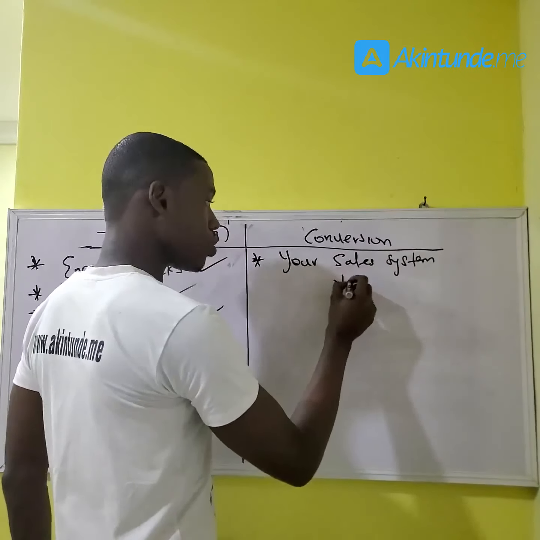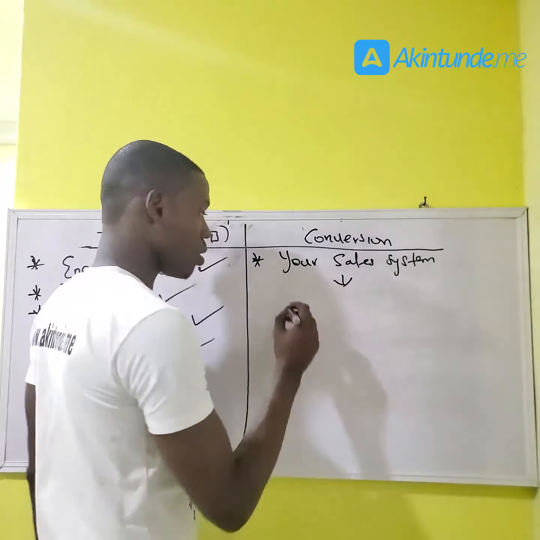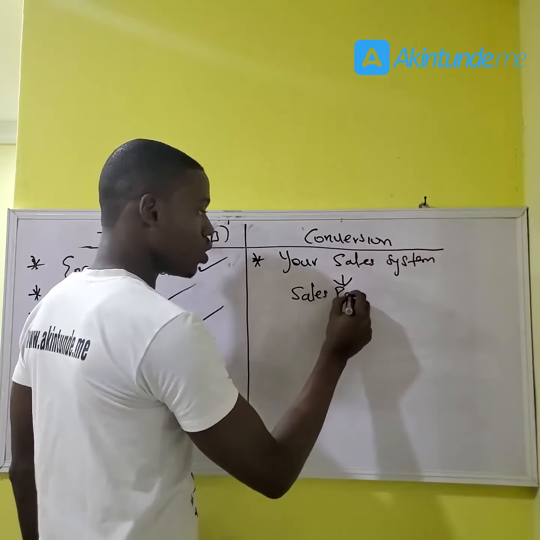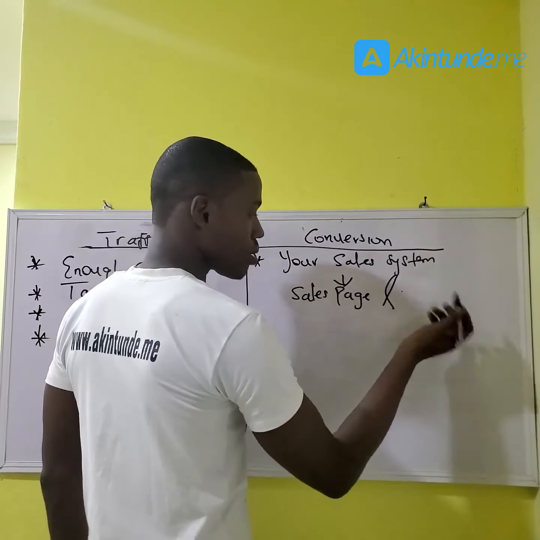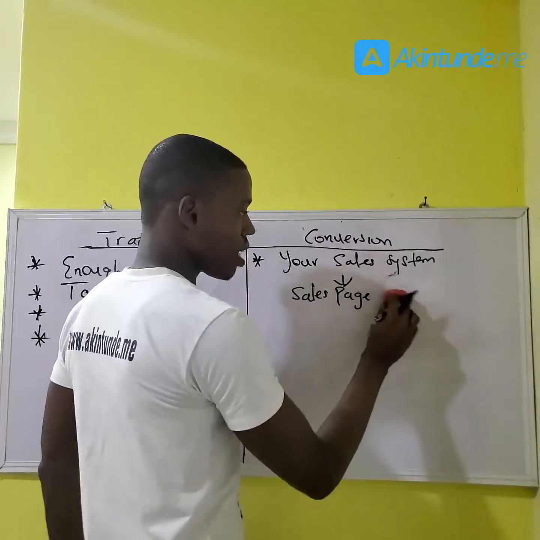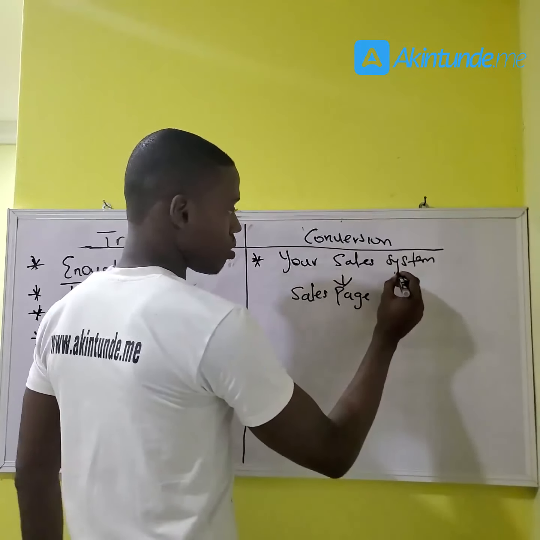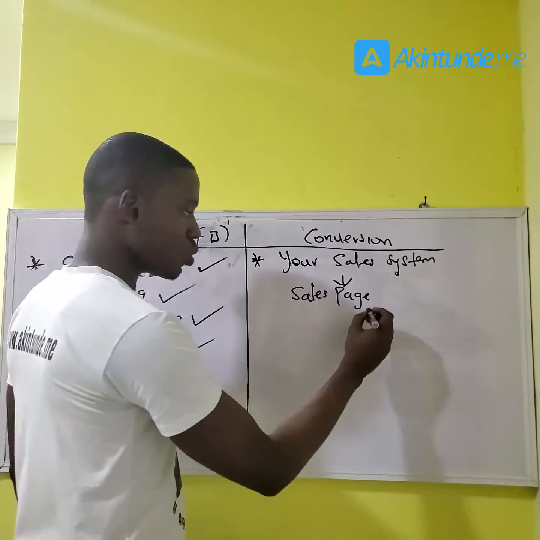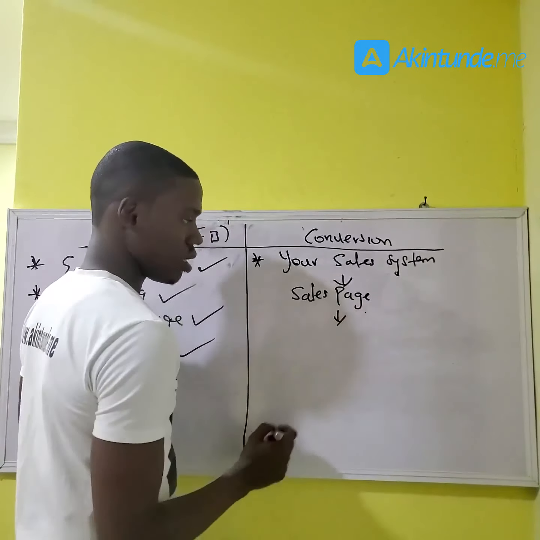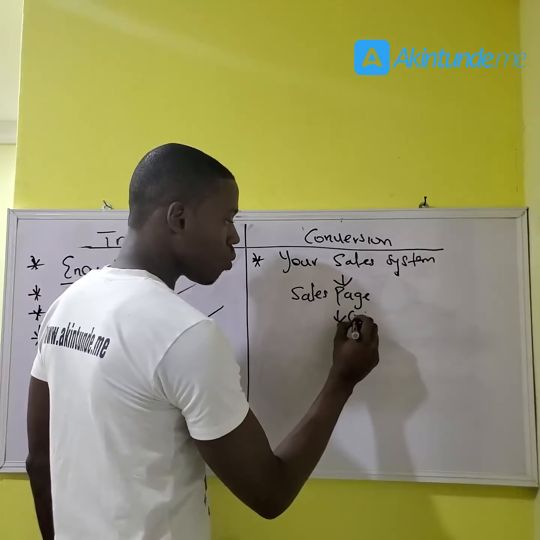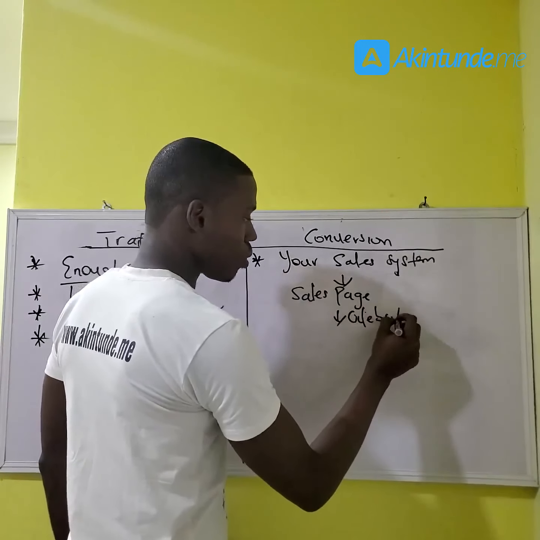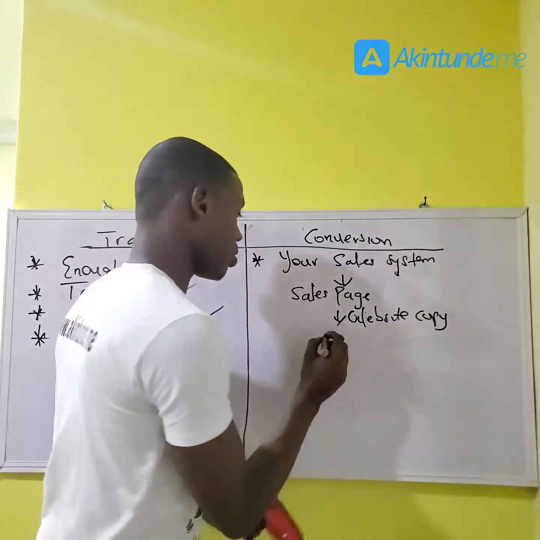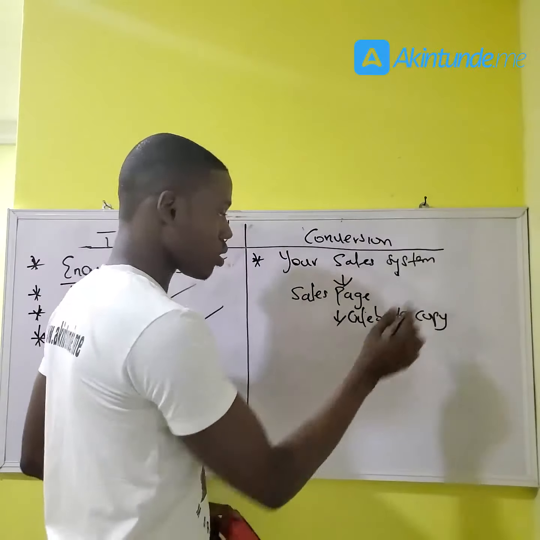Your sales system comprises whatever you used. It could be your sales page, or your e-commerce page, whatever. It doesn't really matter. Any page that you are using to sell is just a sales page. Then on your sales page, do you have good website copy? Are you using the right image for your product, for your sales system?